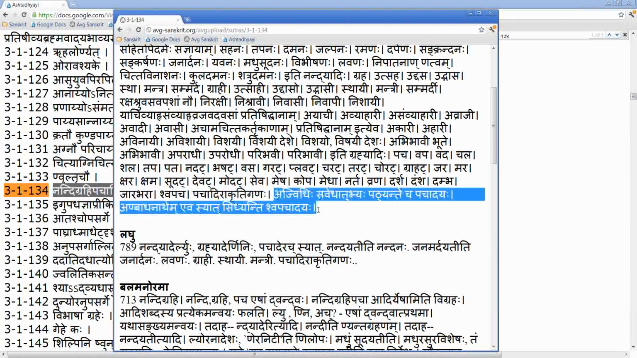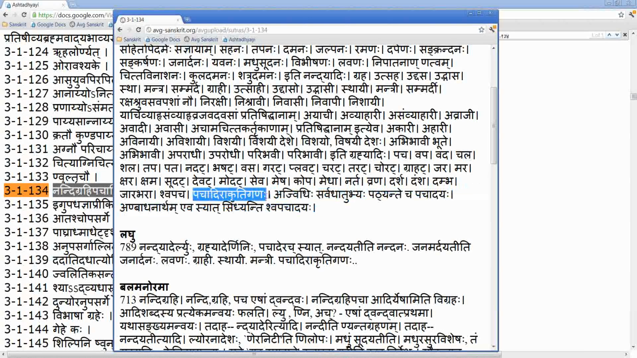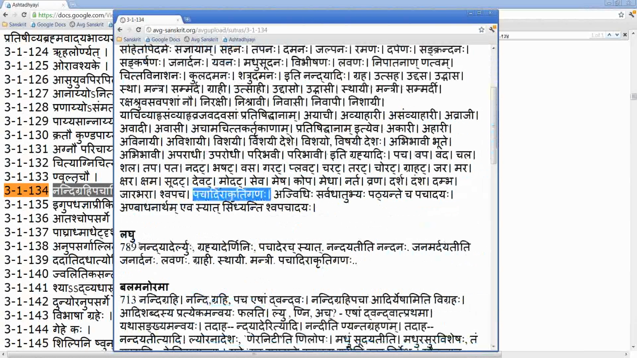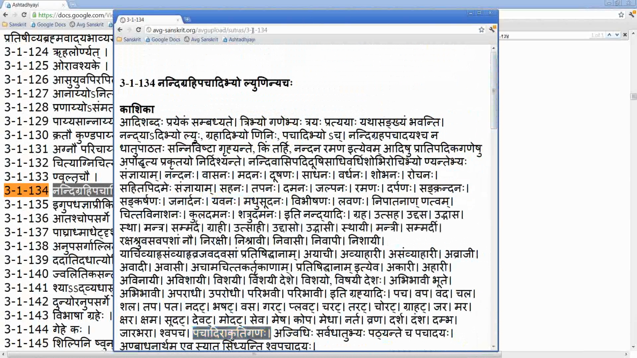So just look at this part. Pachadir Akriti Ganaha. That means that any dhatu. So Pachadyach. But now compare that with a sutram like 321. Now 321, we already saw that. So look at this vritti. Nandyadelyuhu. It didn't say any upapadam has to be there. Grahyadeninihi. Pachadeyrach. Now compare that to a sutram like 321.